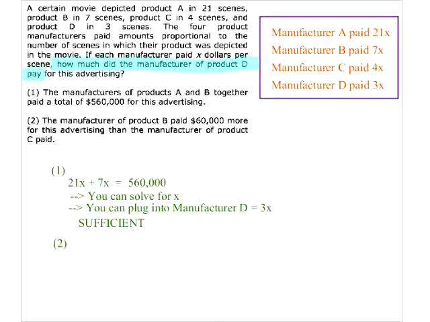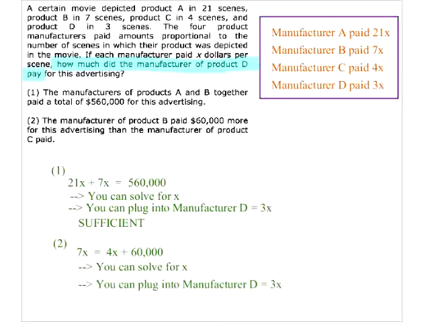Statement 2, product B is 60,000 more than product C. Well, product B is 7x. And that's 60,000 more than 4x. So again, you can solve for x, and once you solve for x, you can plug into manufacturer D, which is 3x, and so this one is also sufficient. So both individual statements are sufficient, so this is D like dog.